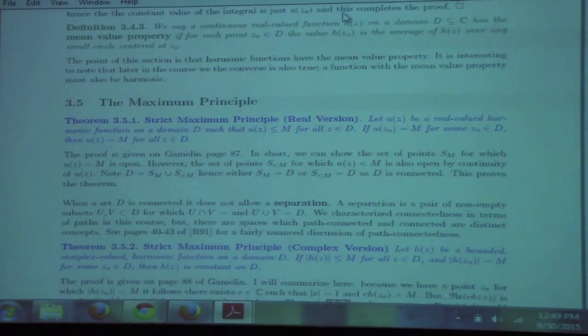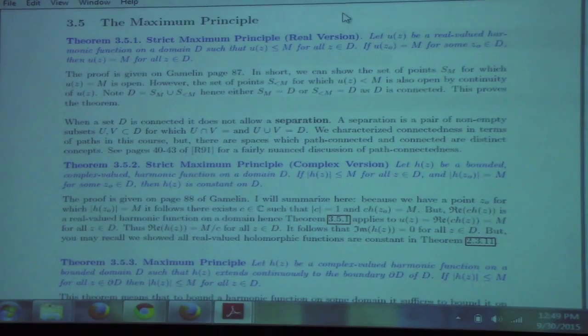Now, section 3.5, I'm also covering today, believe it or not. There's the strict maximum principle and the strict maximum principle, complex version. The arguments here are very beautiful, but they're topological in nature. Basically, the first argument is based on showing that this connected set is both open and closed. Once you do that, it means the set is either everything or nothing, and those two possibilities give you the result. So it's a connected continuity argument. This is just bootstrapping on that. It's easy to understand. I'll let you read it.